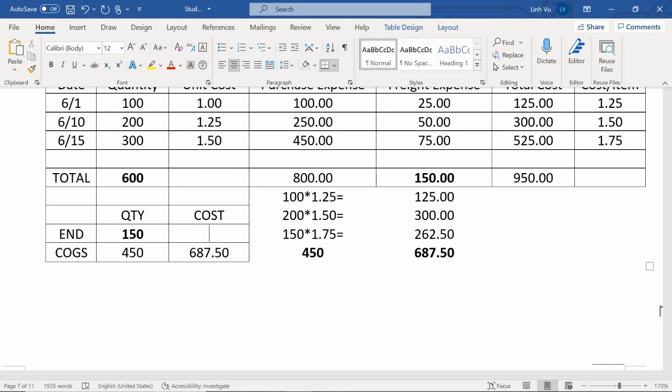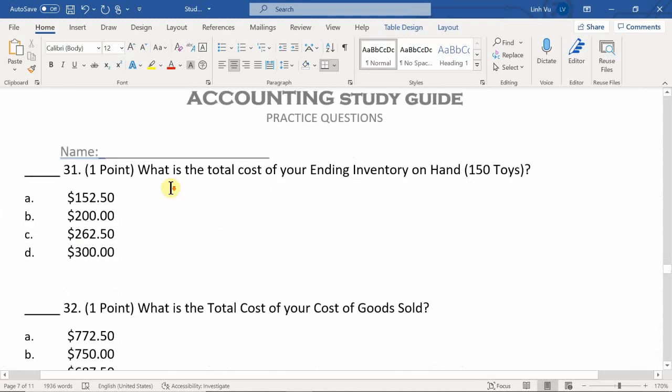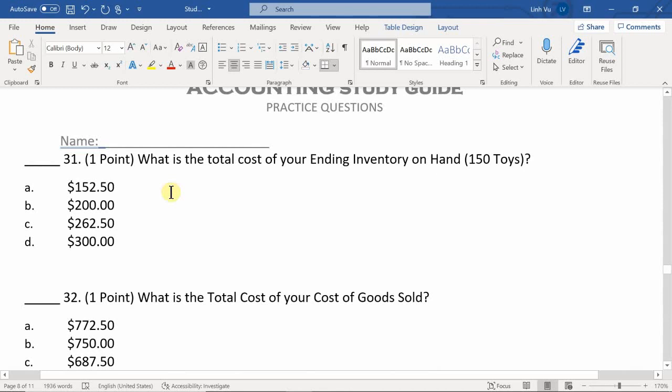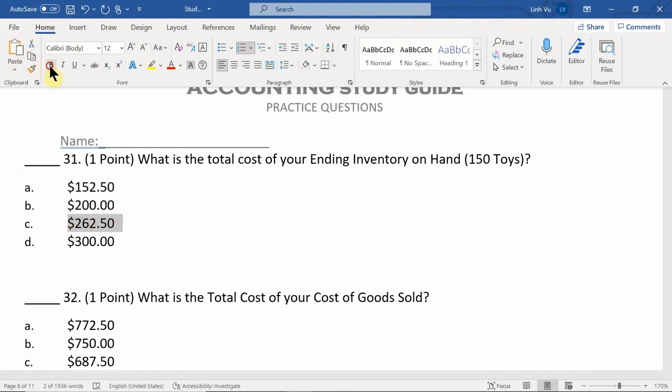What is my total ending balance? 260, 250. 262.50. Okay. So let's answer the next two questions. Question number 31 says, what is the total cost of your ending inventory on hand? Right? 262.50. Okay.